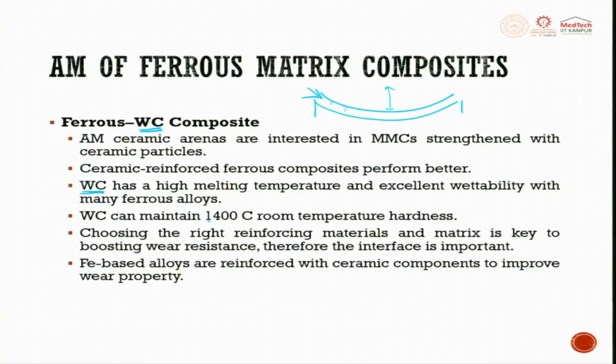Tungsten carbide can maintain its room temperature hardness up to 1400 degrees Celsius. Look at the amount of temperature rise it can take and still maintain the hardness. Choosing the right reinforcing materials and matrix is the key to boosting wear resistance, and therefore the interface is important. Iron based alloys are reinforced with ceramic components to improve their wear properties.